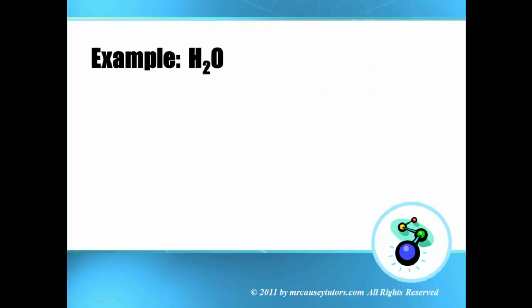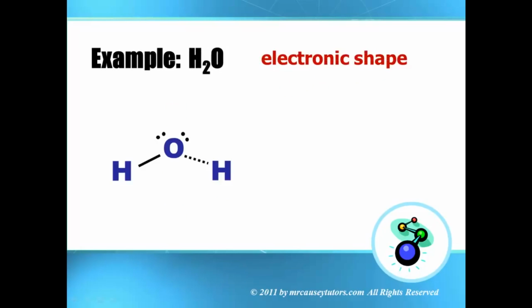Let's look at another example. Water. Notice I always draw the structure first. I draw the molecule. Okay. The electronic shape, of course, is tetrahedral. It has 4 electronic regions, bonds and electrons. But molecular shape, if you cancel out looking at those unbonded electrons, get angular.